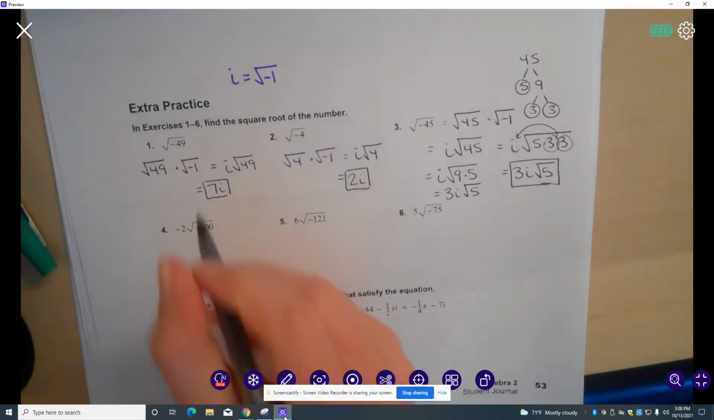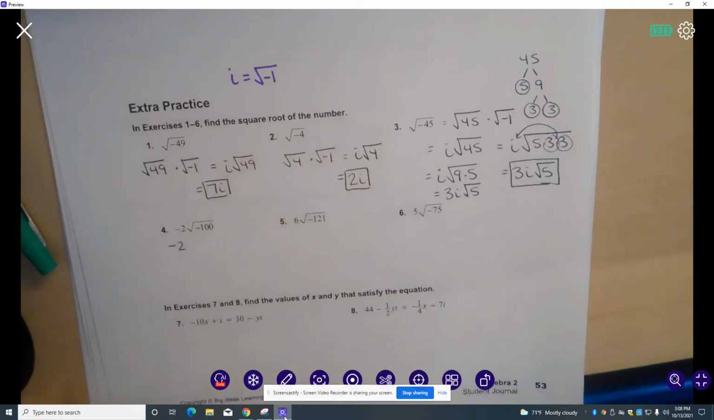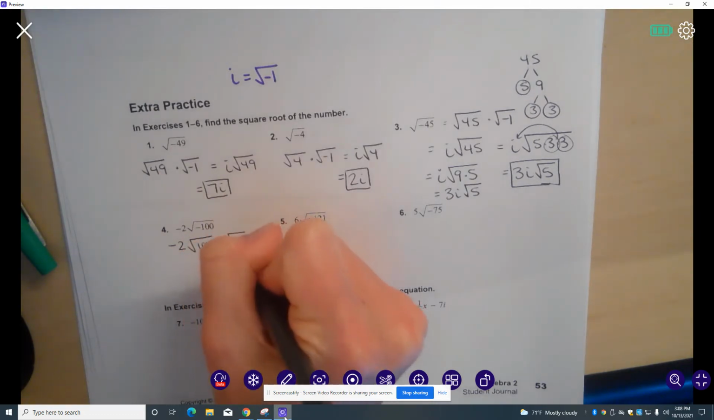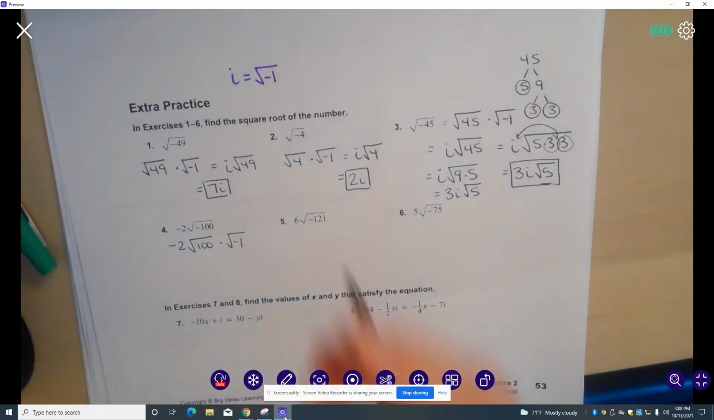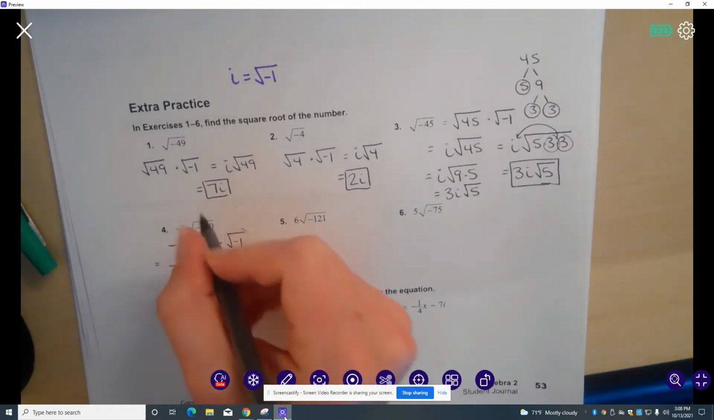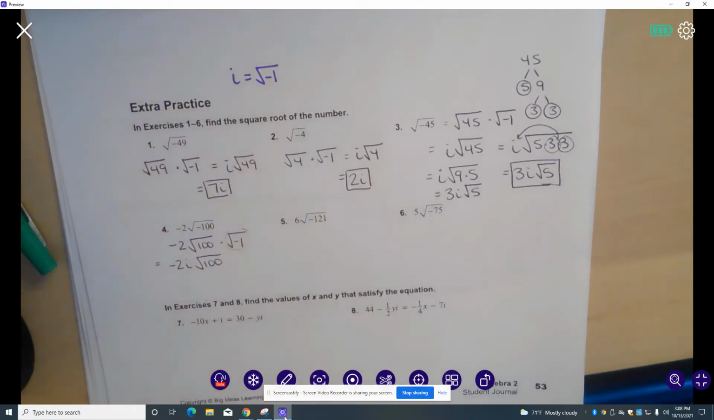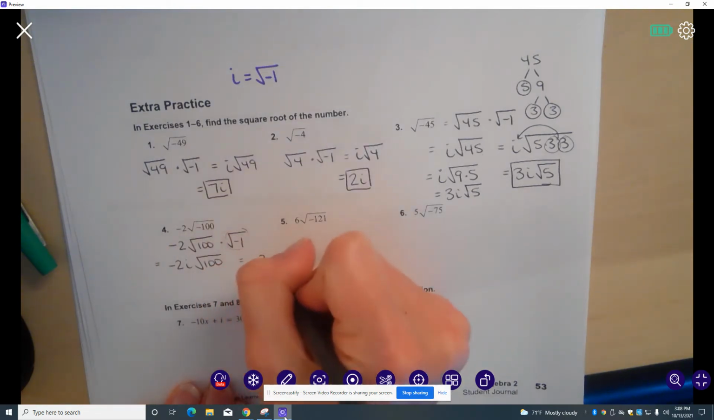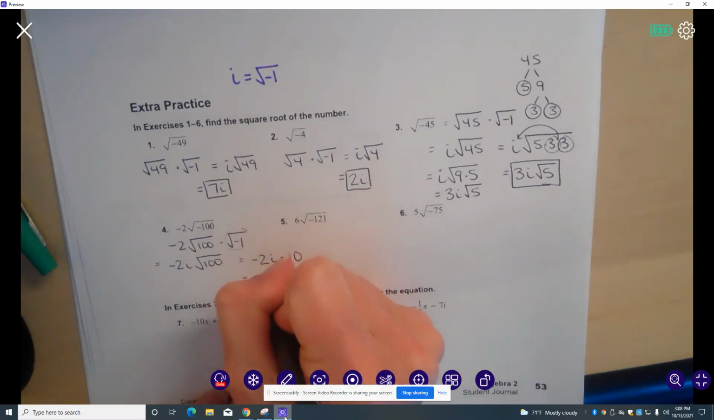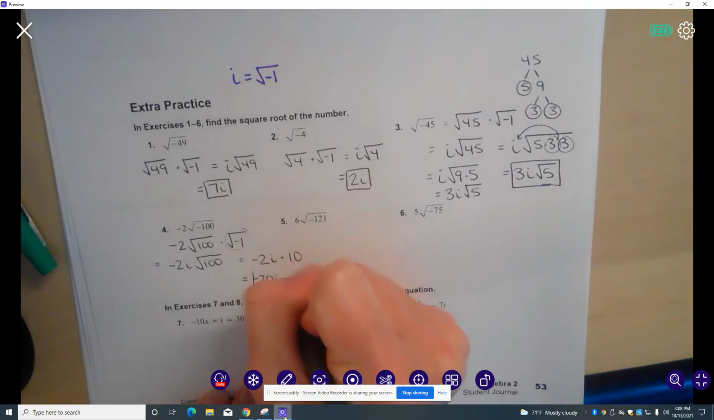All right, -2 times the square root of -100. I'm going to rewrite this as -2 times the square root of 100 times the square root of -1. Well, the square root of -1 is i, so I'm going to rewrite this as -2i times the square root of 100. 100 is a perfect square. I can take the square root of 100. The square root of 100 is 10. And -2 times 10 is -20. So my final answer is -20i.